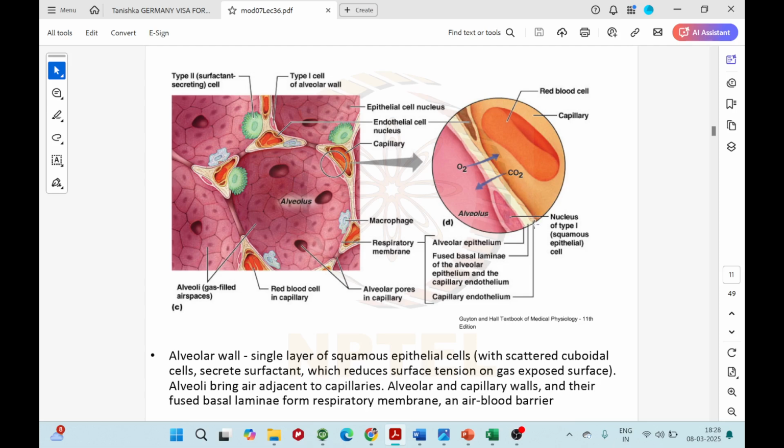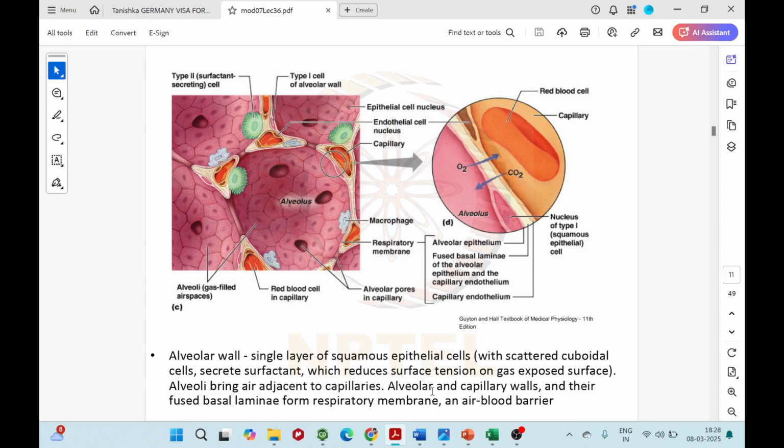And this is the capillary endothelium, this one. And then this particular one is the alveolar epithelium. And then we have this border, which is the fused basal laminae of the alveolar epithelium and the capillary endothelium. And this is the nucleus of a type 1 squamous epithelium cell.